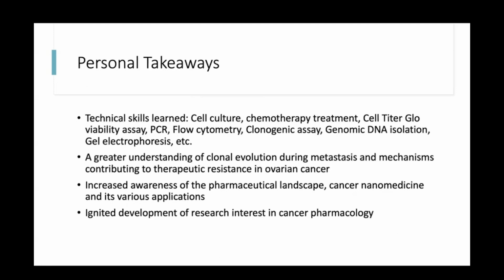And through this co-op, I had multiple personal takeaways where I was able to learn various technical skills, namely cell culture, chemotherapy treatment, CTG assays, etc. I also have a greater understanding of clonal evolution and how that might look during metastasis and other mechanisms that contribute to therapeutic resistance in ovarian cancer. I also have an increased awareness of the pharmaceutical landscape, cancer nanomedicine, and applications of nanomedicine in other fields. And from this co-op experience, I developed a research interest in cancer pharmacology that I hope to pursue in graduate studies in the future in my career.